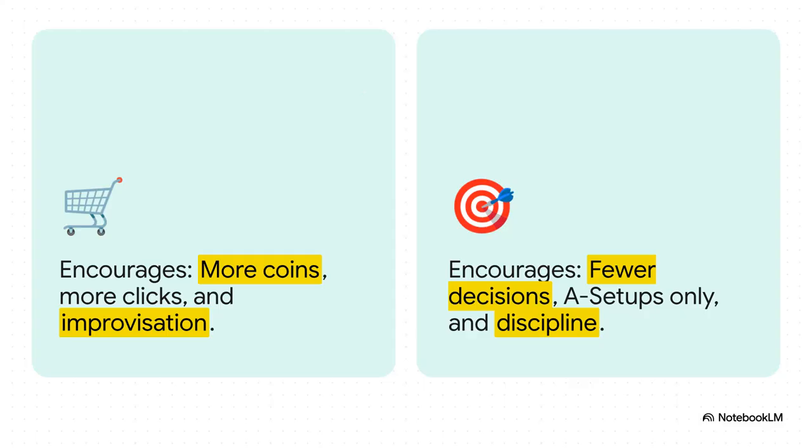See, here's the thing. Most watch lists are built like a shopping cart. The impulse is just to keep adding more stuff, right? More coins, which leads to more clicking and more improvising when you're under pressure. We are going to completely rebuild it into a decision engine, a system that's actually designed to reduce your decisions, to filter for only your best setups, and to enforce real discipline.